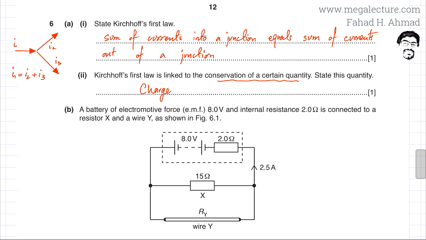In the next part of the question, a battery of electromotive force EMF 8 volts and internal resistance 2 ohm is connected to a resistor X and a wire Y as shown in figure 6.1. So there is a 15 ohm resistor placed over here, and in parallel there is a wire Y which has resistance RY. And the current shown going through this is 2.5 amperes.